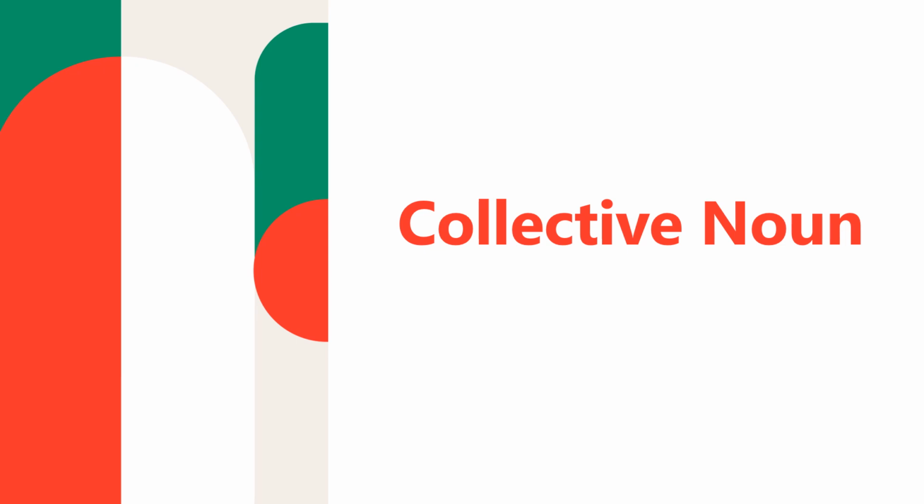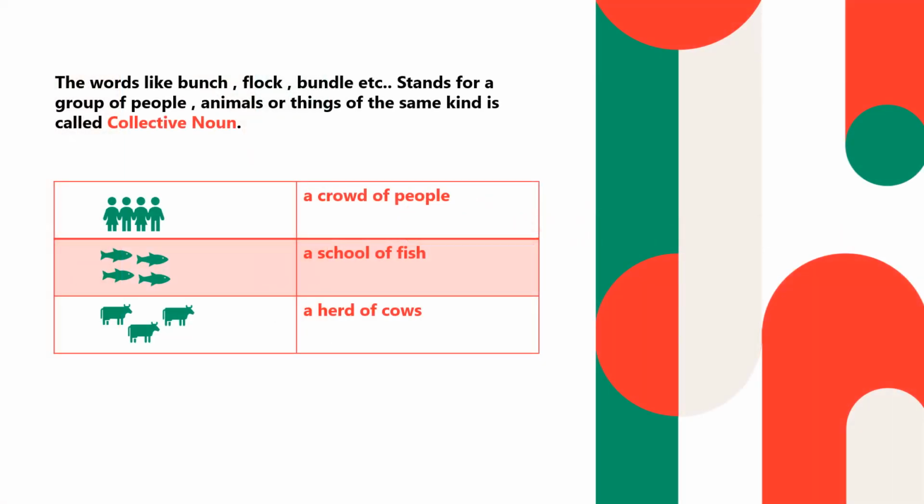Today we will see collective nouns. The words like bunch, flock, bundle, etc. stand for a group of people, animals or anything of the same kind, and are called collective nouns. Here are some examples of collective nouns: a crowd of people, a school of fish, a herd of cows.